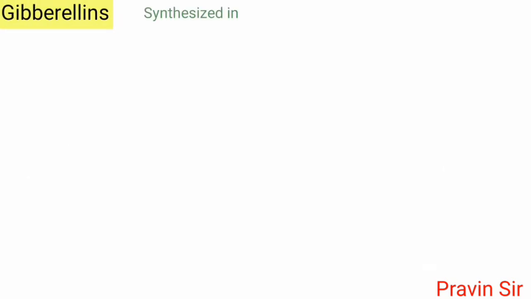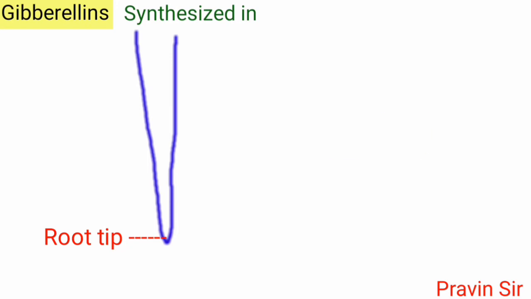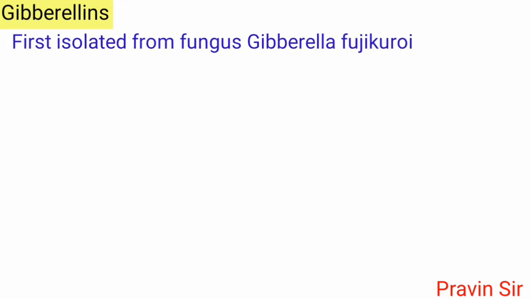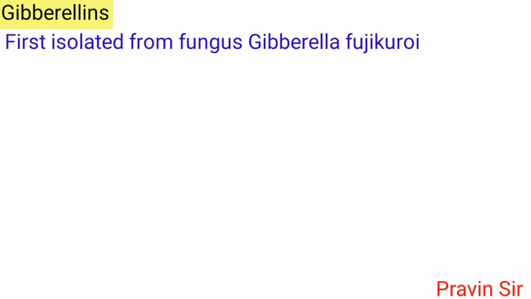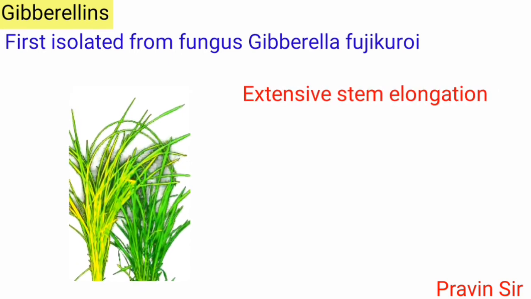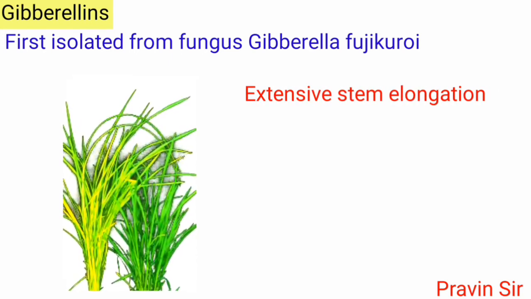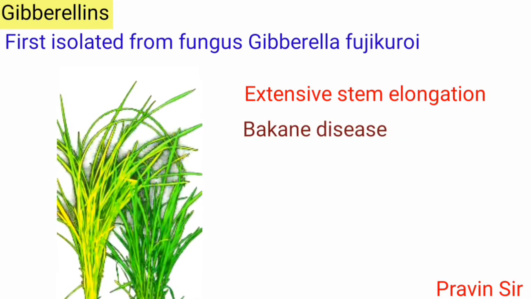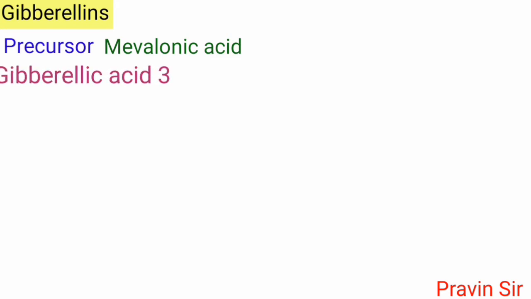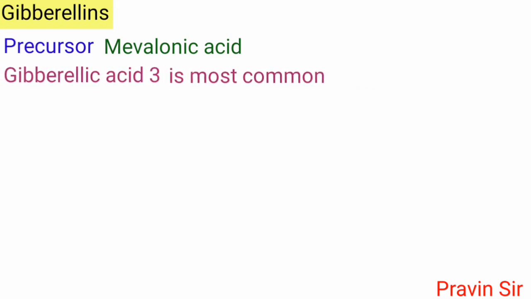Gibberellins are synthesized in root tip and developing seeds. They show non-polar transport through vascular tissue. They were first isolated from a fungus. Rice plants infected with gibberella show extensive stem elongation called Bakanae disease. The precursor is mevalonic acid. Gibberellic acid 3 is the most common and biologically active form.